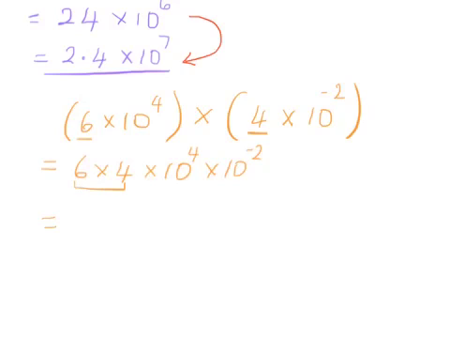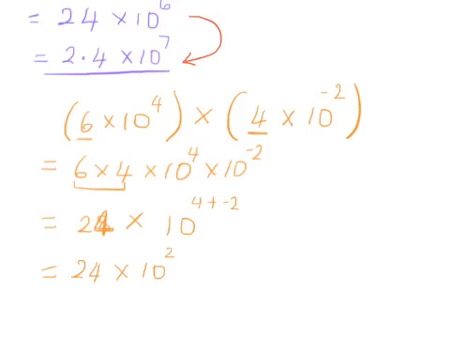Now 6 times 4 is 24. 6 4s are 24. And now let's be careful here. We need to add these indices together. Well, 4 add take away 2. Let's write that out. So it's times 10 to the 4 add take away 2. Well, 4 add take away 2 is the same as 4 take away 2, and 4 take away 2 is 2.